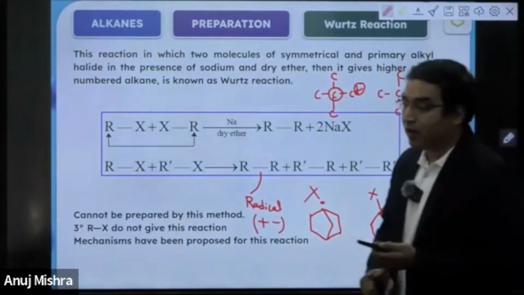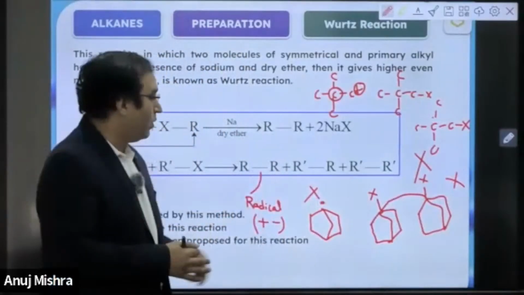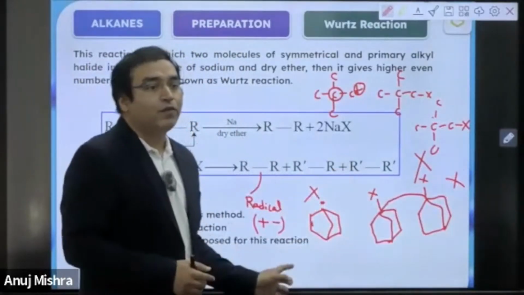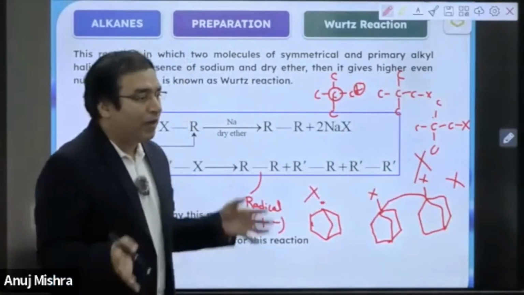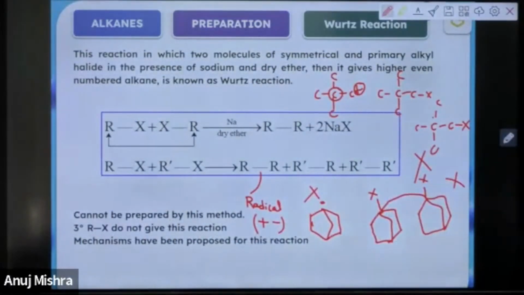यानी Wurtz क्या क्या नहीं करेगा? Wurtz will not give you odd numbers. Wurtz will not give you this kind of bridge connection. Wurtz will not give you neopentyl. Wherever a lot of bulkiness is there, it will again be a problem. So a lot of problems are faced by the Wurtz reaction. There is a reaction which is a modification of the Wurtz reaction, and let's understand that. That will be a more logical conclusion to our discussion, right?